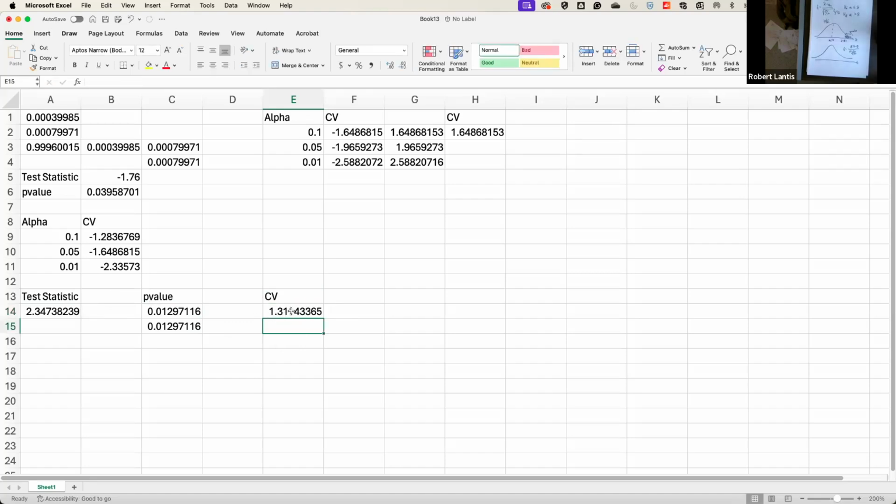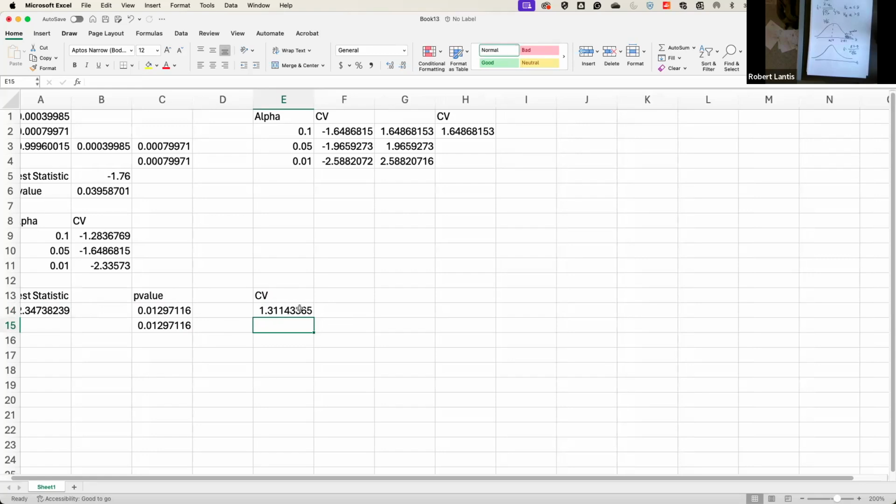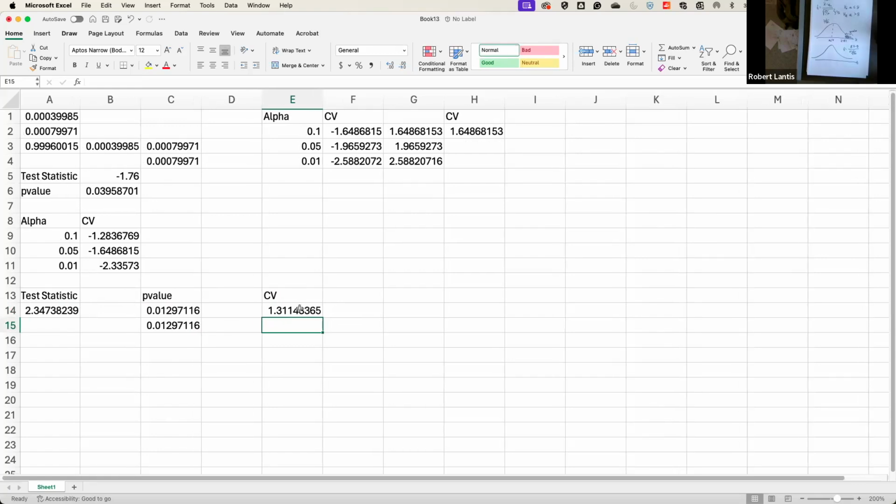Well, the test statistic here is much greater than my critical value. It's clearly in the rejection region. So at the 10% significance level, I can reject, my p-value is less than 0.1. So both ways lead me to thinking I should be able to reject this hypothesis test.